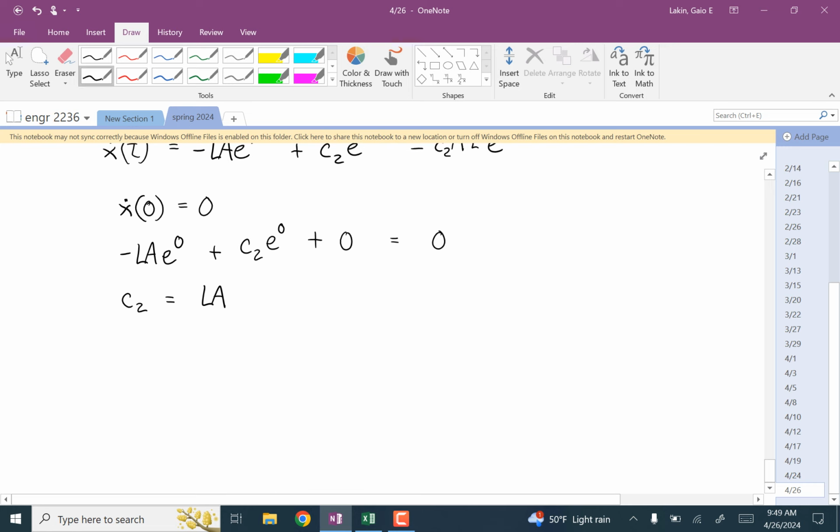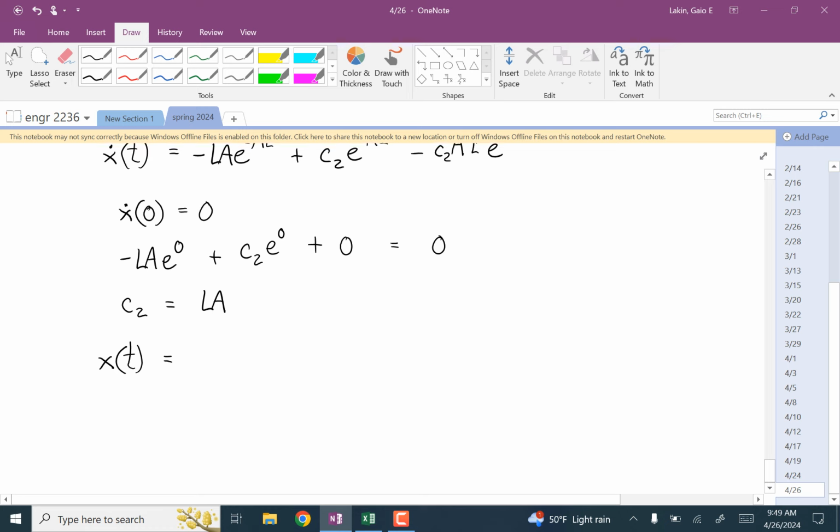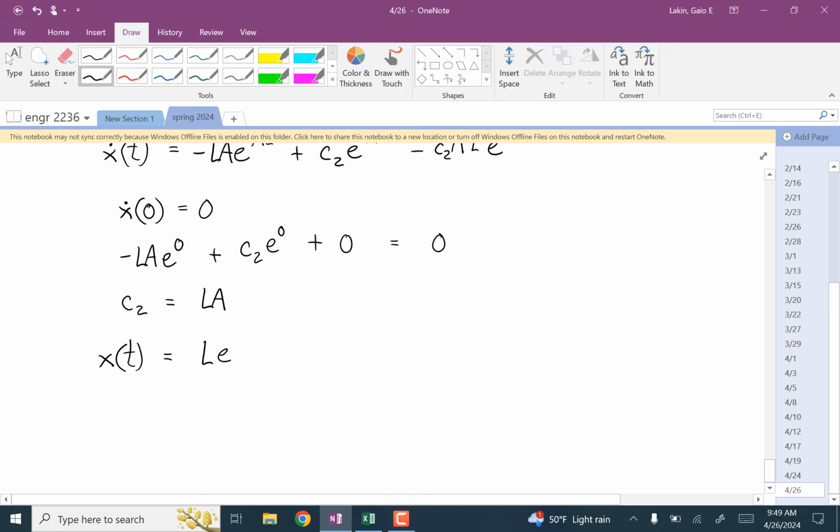And so the final solution is x is equal to L e to the negative at plus L a t e to the negative at.